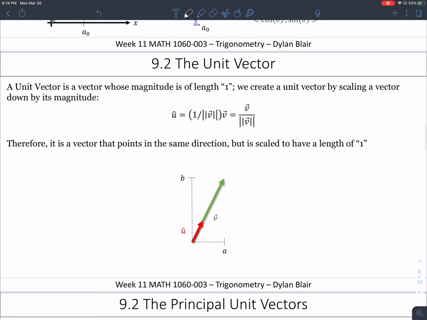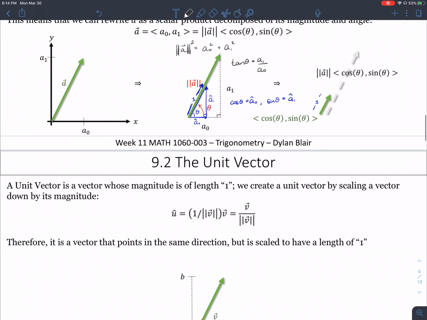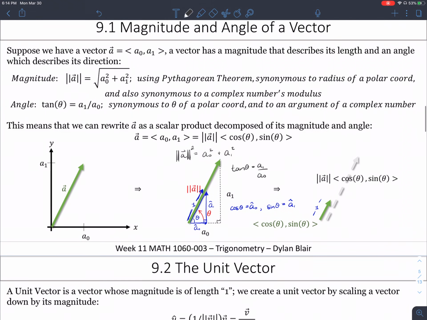Okay, so now we're to 9.2, the unit vector. A unit vector is a vector whose magnitude is of length 1. So not all vectors are going to be unit vectors. Actually, we'll scroll up to where we left off last time when we talked about magnitude and the angle of a vector.